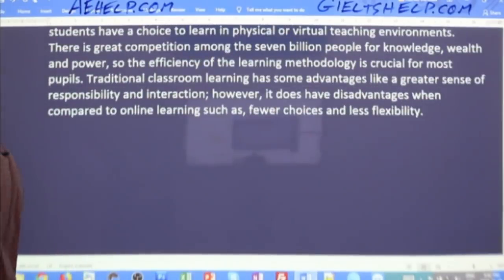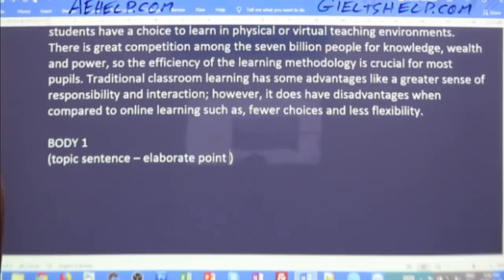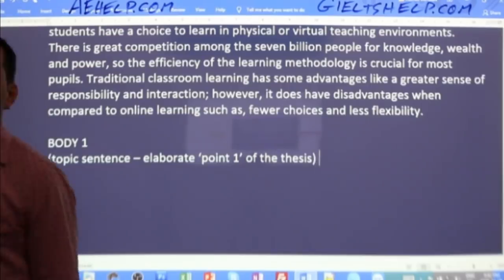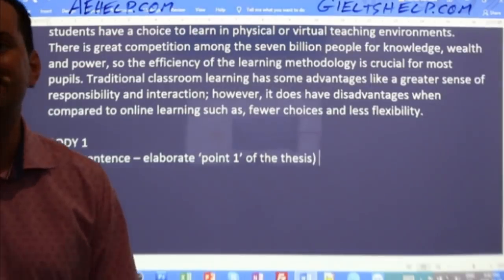So, body paragraph 1 starts with the topic sentence. Topic sentence is an elaboration of your point 1, okay? So elaborate point 1 of your thesis. And point 1 of our thesis here is traditional classroom learning. So elaborate on that. What is that? Okay?